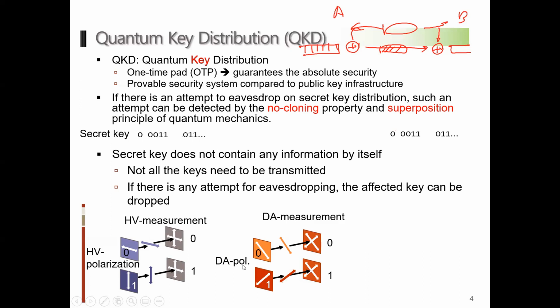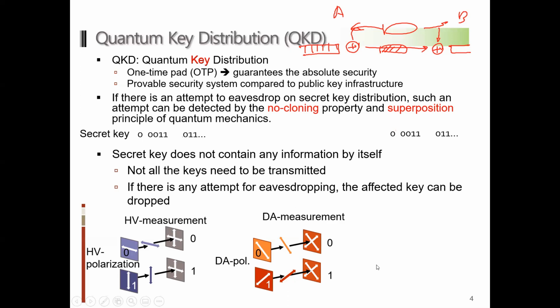Another case is that instead of using the horizontal-vertical polarization, we might also decide to use the diagonal and anti-diagonal polarization to transmit the information. So in this case, if we use the diagonal basis to represent 0 and the anti-diagonal to represent 1, then as long as the angle of the axis of the polarization measurement is correct, the receiver will correctly measure the transmitted information.